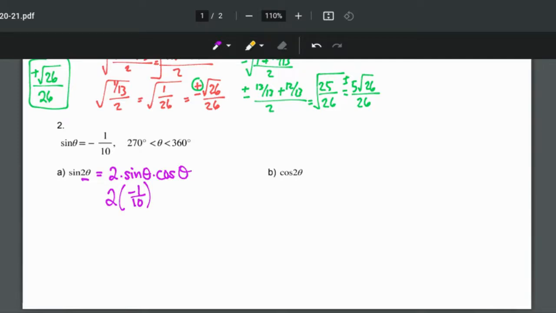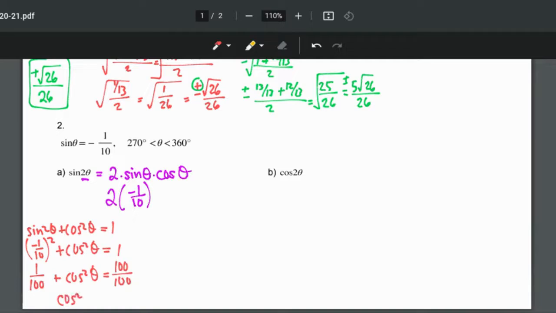If we look back at our identities, we could say that sine squared plus cosine squared is equal to 1. So I could do negative 1/10 squared plus cosine squared is equal to 1. So that's 1 over 100 plus cosine squared. And I'm going to change 1 to be 100 over 100. So cosine squared is equal to 99 over 100, which means that if we take the square root of this, we would get cosine to be either positive or negative 3 root 11 over 10.